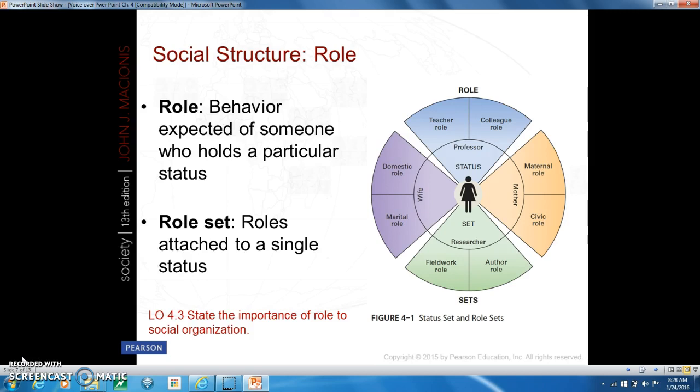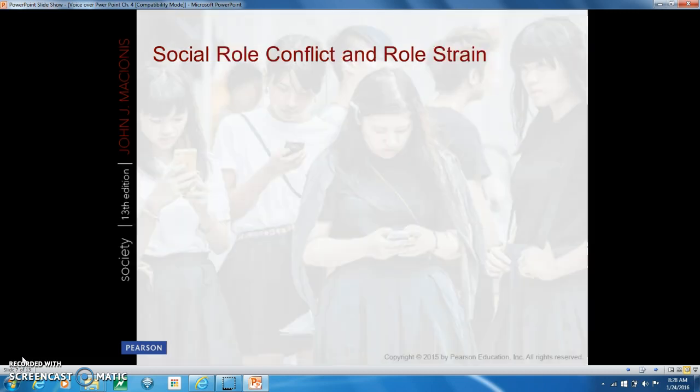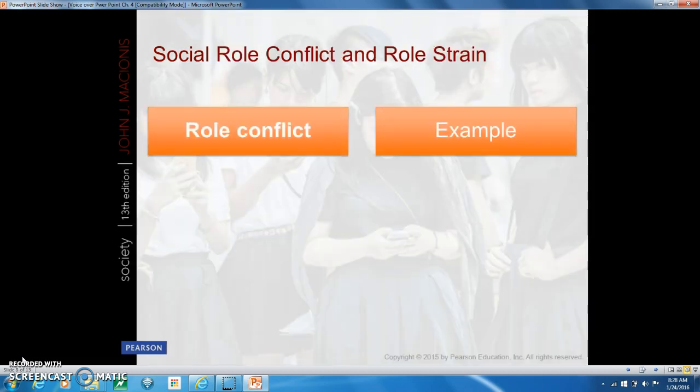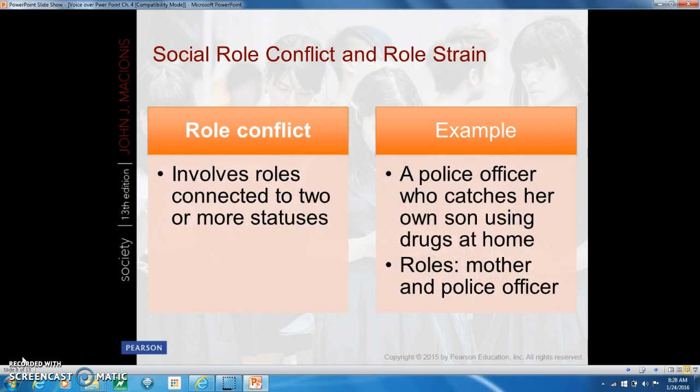A role is a culturally defined pattern of behavior. So in other words, the way a society defines how an individual is to behave in a particular status is called a role. Now we can have role conflict and role strain.